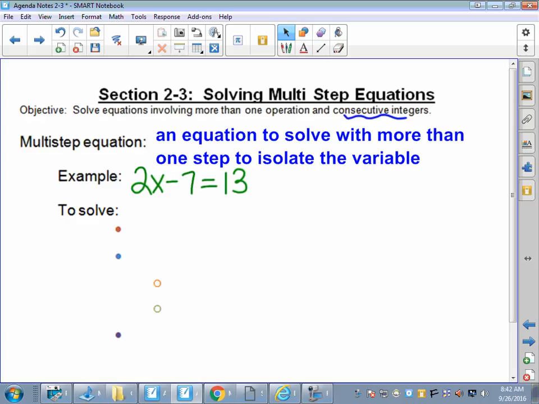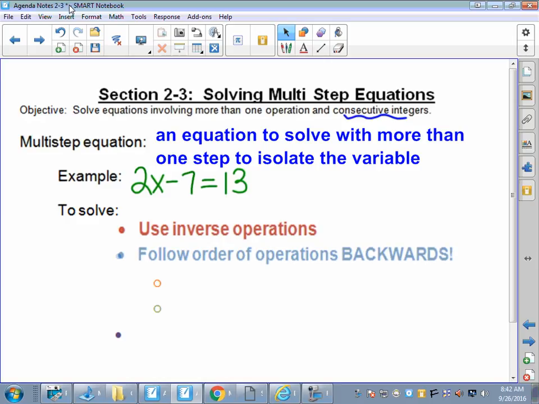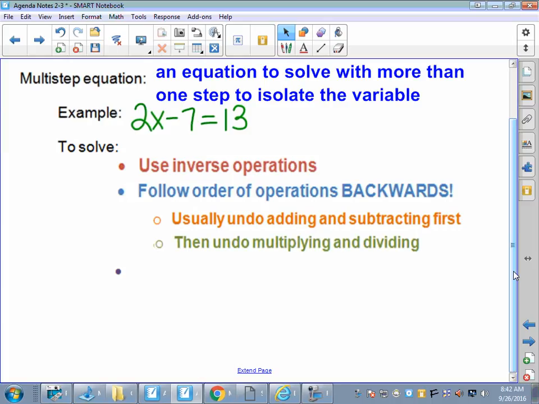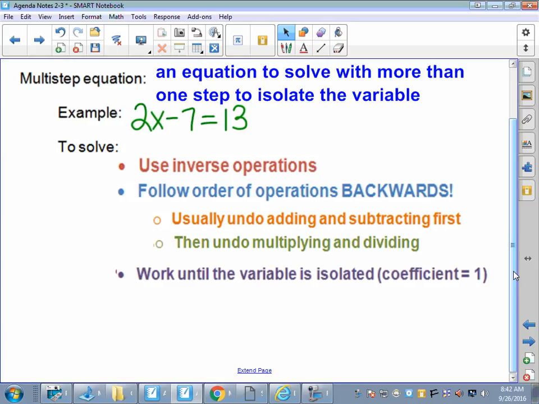So just like the last section, we're still using inverse operations. However, when you're solving the equation, you actually use PEMDAS backwards. We follow the order of operations, or PEMDAS, backwards. So the first thing you're going to do is typically get rid of adding and subtracting first, multiplying and dividing second. Of course, in math, there's always exceptions to every rule, so we'll do an example or two that is different than that. And of course, just like our last section, we're going to work until the variable is isolated, or our coefficient is 1.